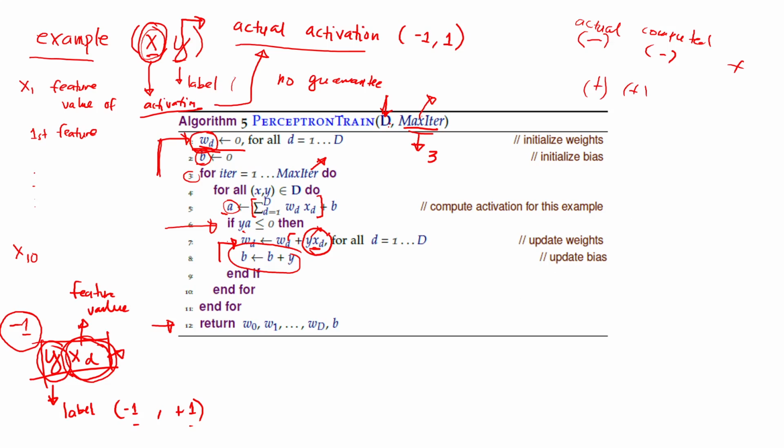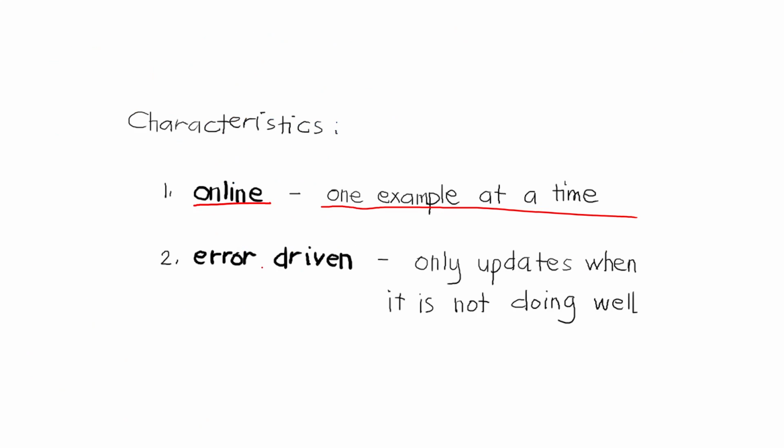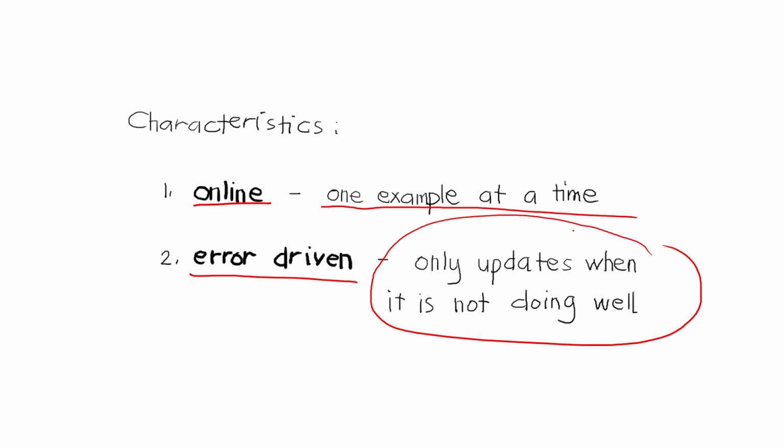But the perceptron algorithm only looks at an example one at a time. So that's where we see the loop here from 4 to 9, I think. So it takes a look at each example one at a time. And then also it is error driven. So it only updates the parameters when it is not doing well.